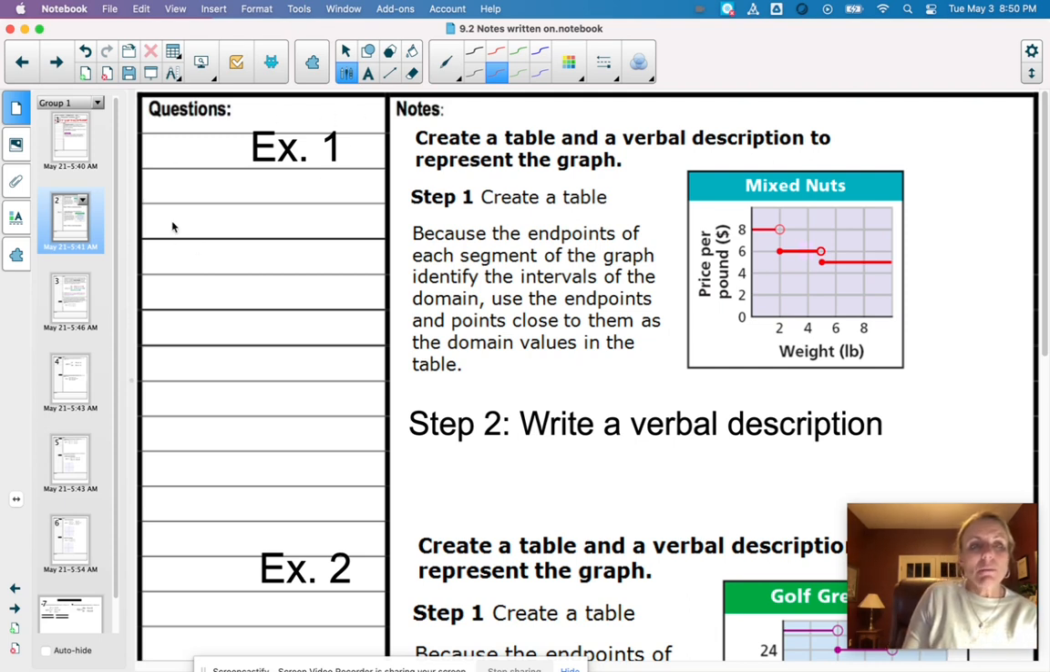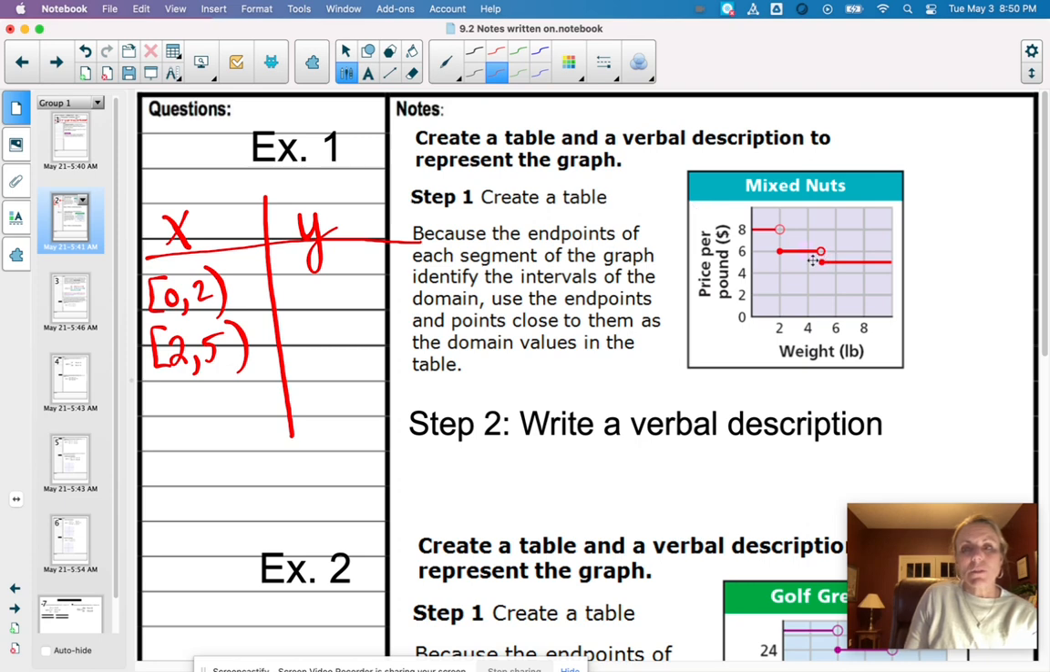So let's create our table over here. We have our x and our y. And on our x value, we are going from 0 to 2. And at 2, there's an open circle. And the next interval here, we have 2 to 5. 5 is the open circle. And then we have 5 to infinity. So we're heading off forever.